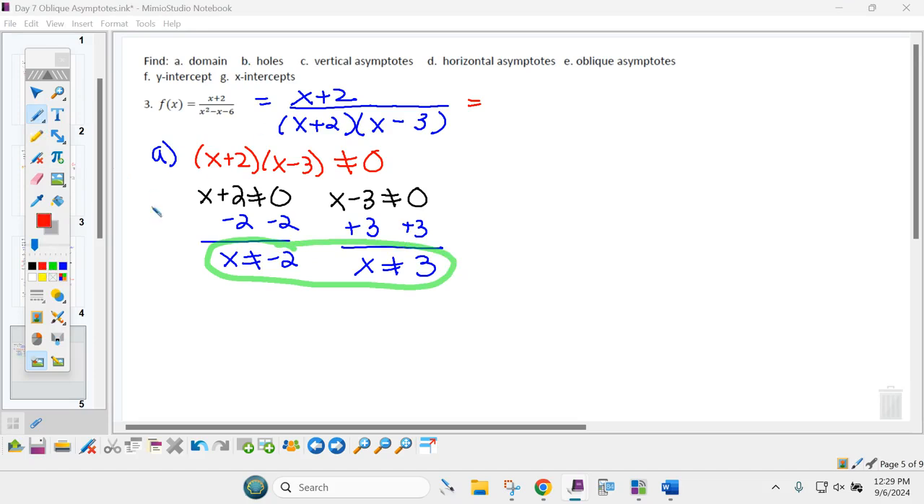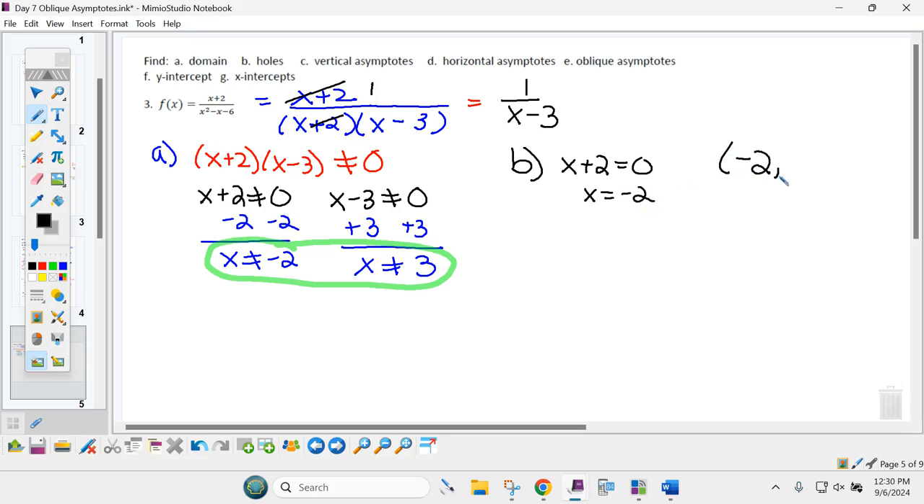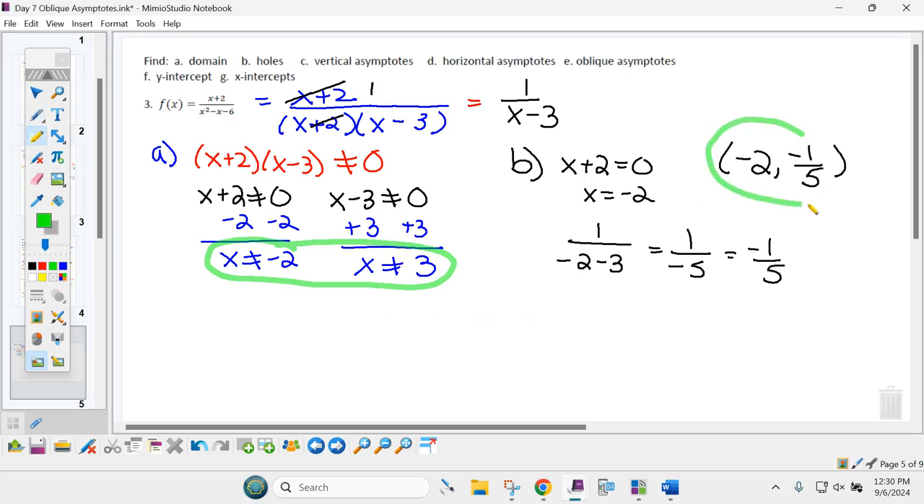Part B is the holes. So since this factor eliminates, when does x plus 2 equal 0? So the x coordinate of the hole is -2. Input that to the compressed function. And that's -1/5 for a y coordinate. Vertical asymptote. Well, let me circle my answer.